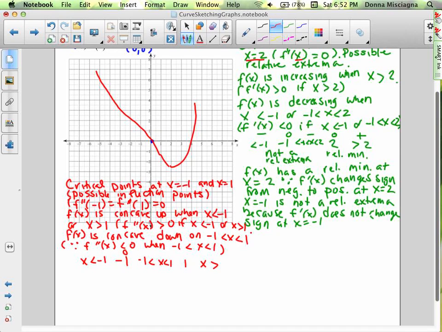By the way, you can write down the writing I'm doing. Just don't do the graph until I tell you, because now I'll fix my graph based on this information.